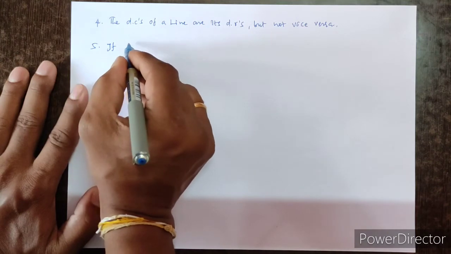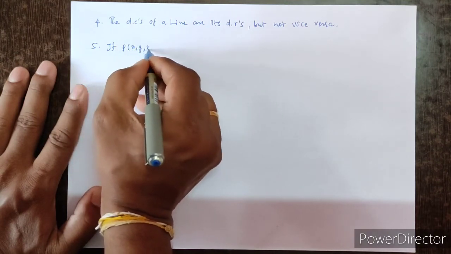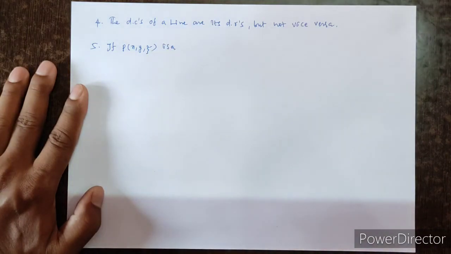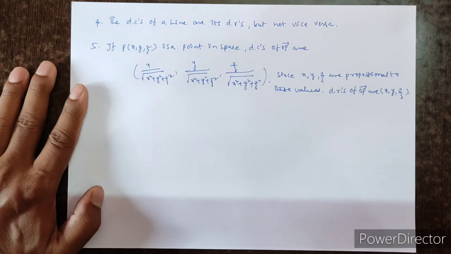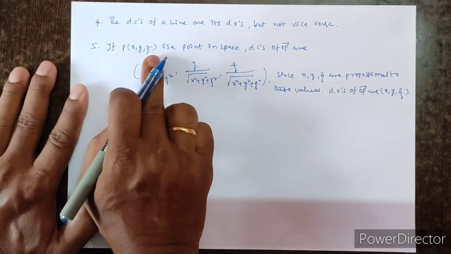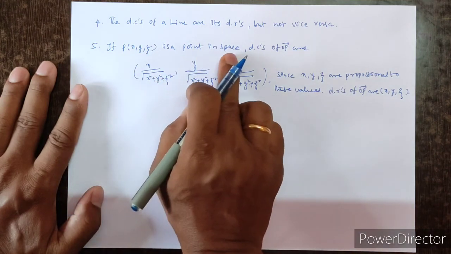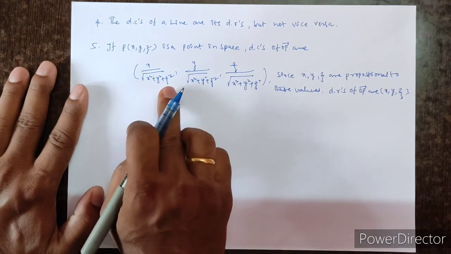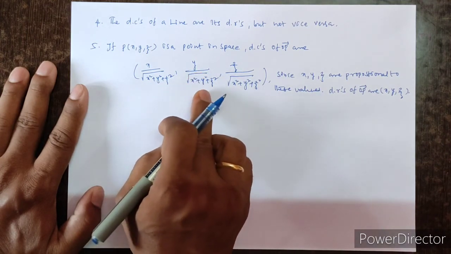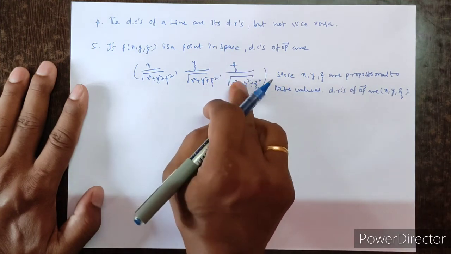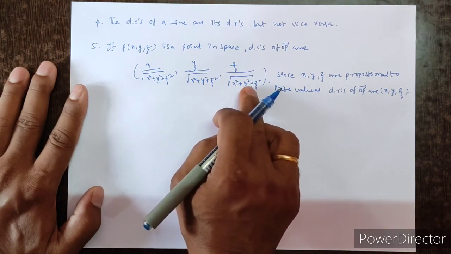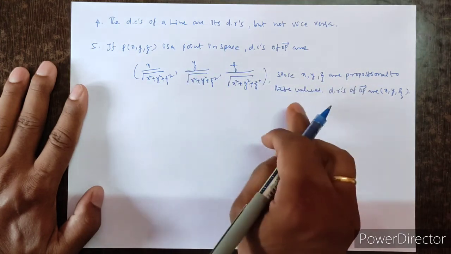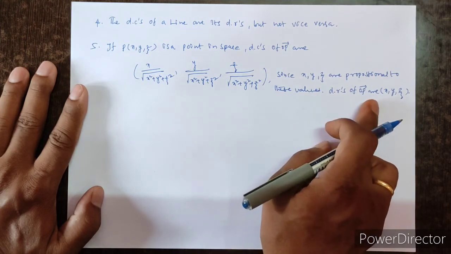Next, note 5. If point P(x, y, z) is a point in space, direction cosines of OP are x by root of x square plus y square plus z square, y by root of x square plus y square plus z square, z by root of x square plus y square plus z square. Since x, y, z are proportional to these values, therefore direction ratios of OP are x, y, z.